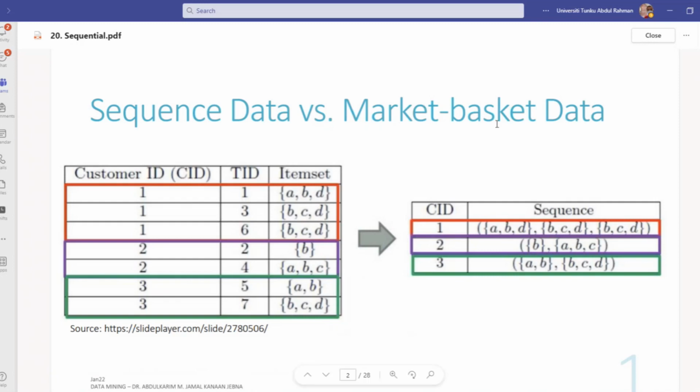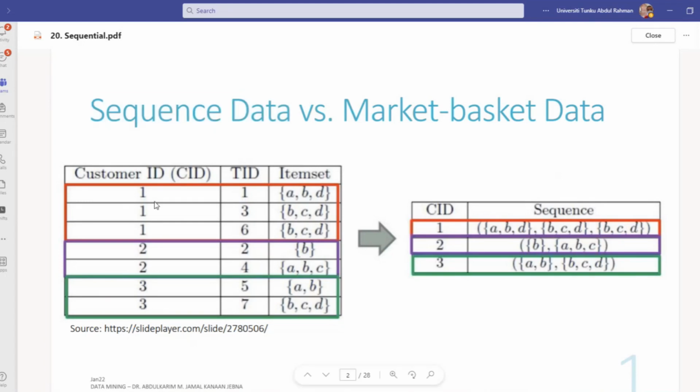In market basket analysis, we had only the transaction ID and item set, but now we are looking into sequential analysis. Again, in market basket analysis, we were looking at associations, interesting relationships between items. So if the occurrence of such an item happens, what is the occurrence or co-occurrence of another item set? But in sequential analysis, we are more interested in looking at the data in a different way.